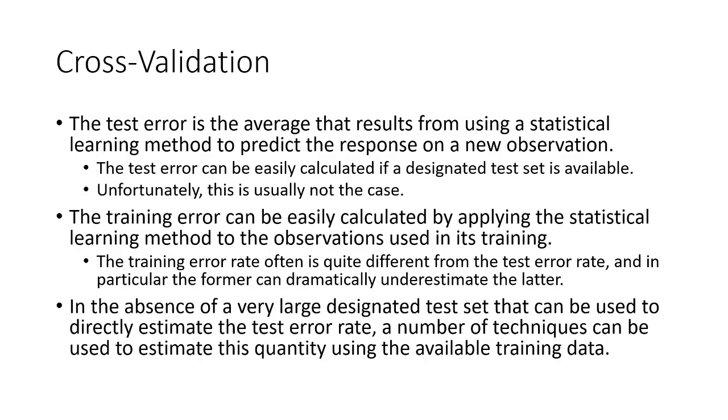Okay, so the test error is the average error that results from using a statistical learning method to predict the response on a new observation. So this test error is taken from, you fit the model on the training data set, and then you try to predict what would be the value of the testing data set, and from there you compute the test error. Okay.